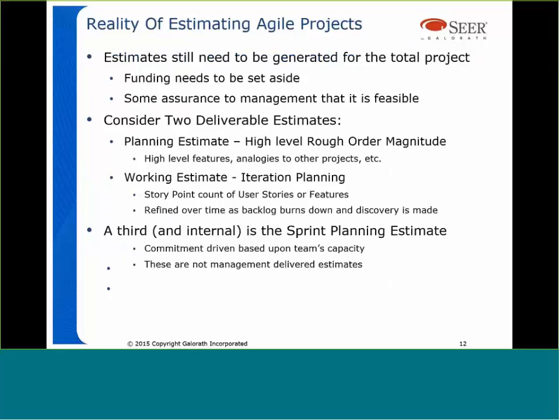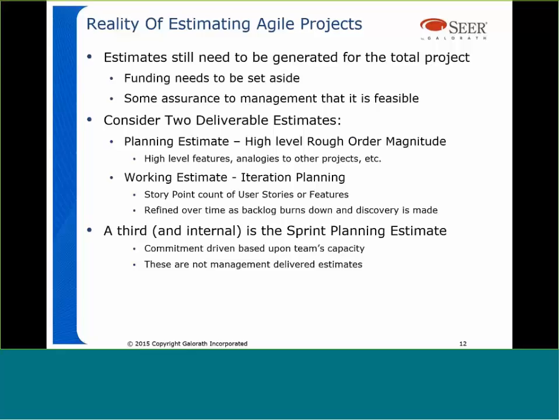So some of the reality of estimating Agile projects, they still need to be generated for a total project. I mean, everyone still wants to know, what's this thing going to cost me way up front? Okay, so people need to set aside budgets, and there needs to be some level of assurance to management that that project is actually going to be feasible to get done. Okay, so Agile project estimation doesn't really go away. You still have that requirement.